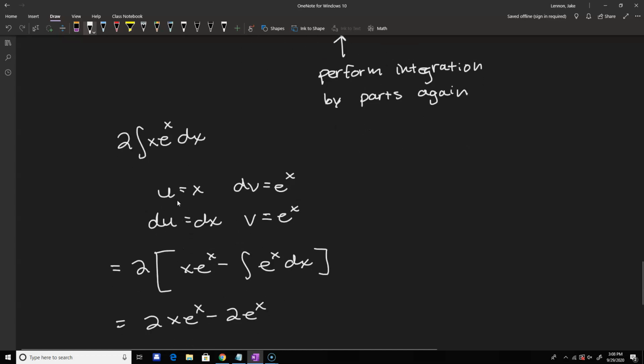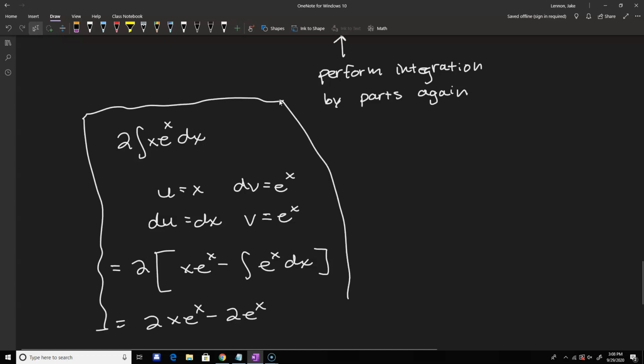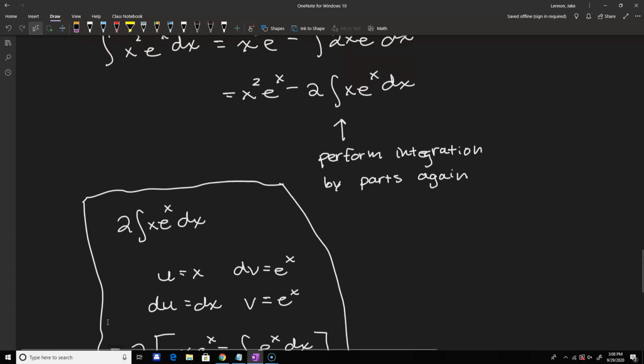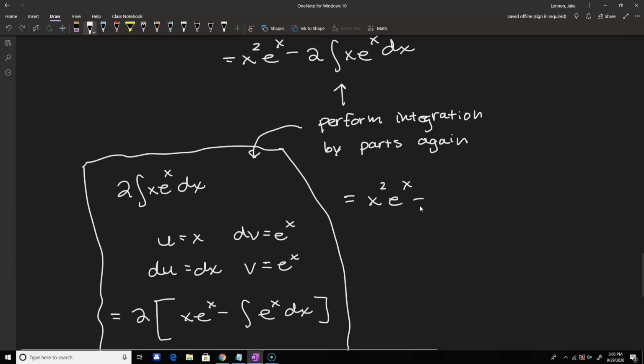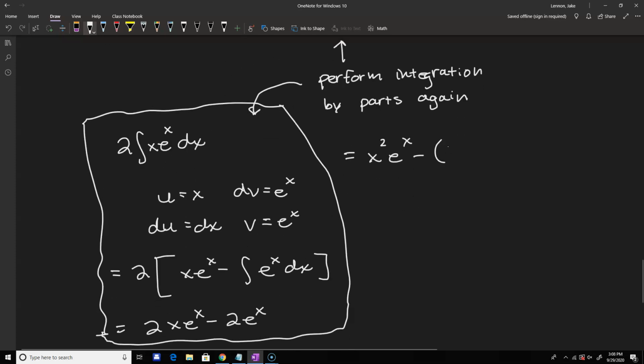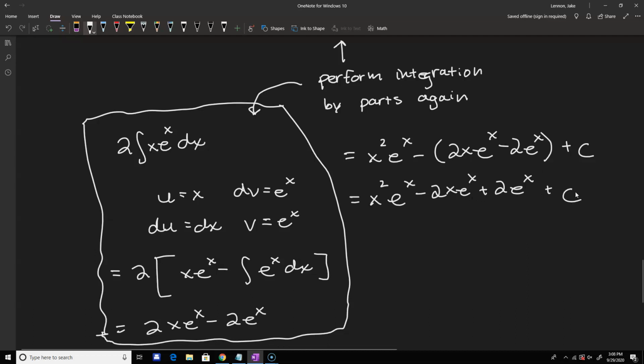So we can plug that back in right here. So that's kind of this part. So this is the second integration by parts. That will go in above. So this final answer would be x squared e to the x minus, and then we have to subtract both of those things, minus 2x e to the x minus 2e to the x. And then we can add our constant of integration at the end, as usual. And write this as x squared e to the x minus 2x e to the x plus 2e to the x plus c. And that would be our final answer.